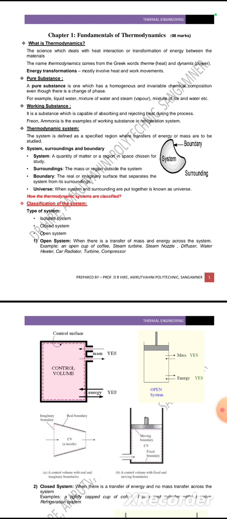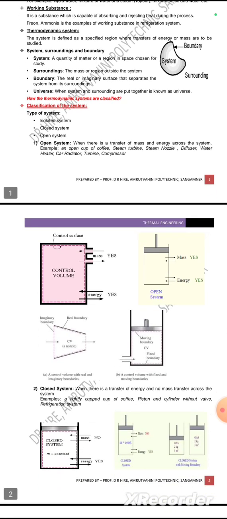Just like an open cup of coffee, there are different technical examples: steam turbine, steam nozzle, diffuser, water heater, car radiator, and turbine and compressor. As shown in the figure, there is a control volume which is shown in a particular cylinder. In that open system, the volume inside that box, or let's say a gas, may be coming out or going inside.